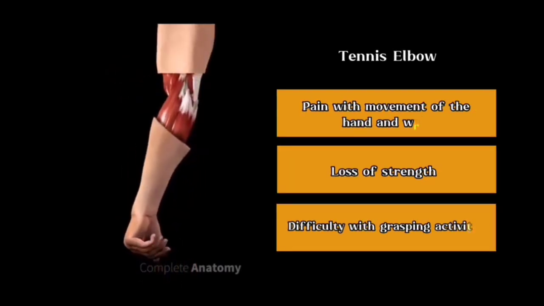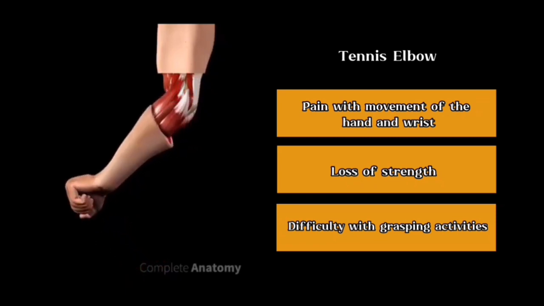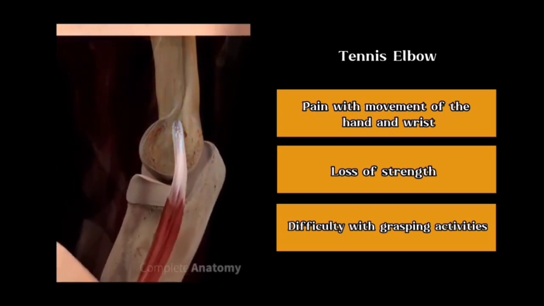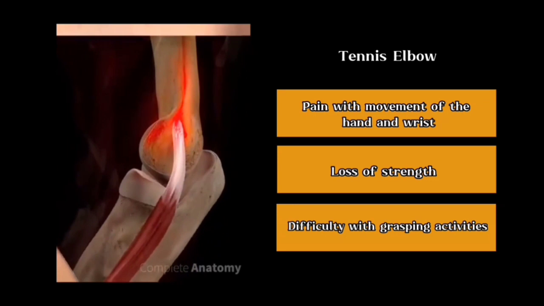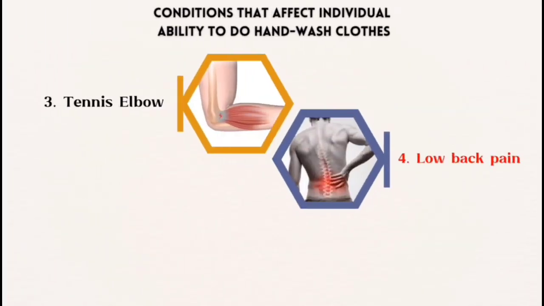It is a painful condition that occurs when the tendons in the elbow are overloaded, usually by repetitive motion of the wrist and arm. The person with this condition is unable to wash clothes by hand because it involves movement of the wrist, hands, and arm, which can increase the pain, loss of strength, and difficulty to grasp objects using the hand. And then low back pain.